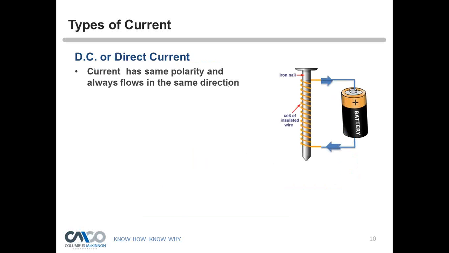DC current only flows in one direction. A lot of us did this in grade school, where you take a battery, and a battery, of course, has a positive and negative, and it's only allowed to flow in one direction. So that would be direct current.